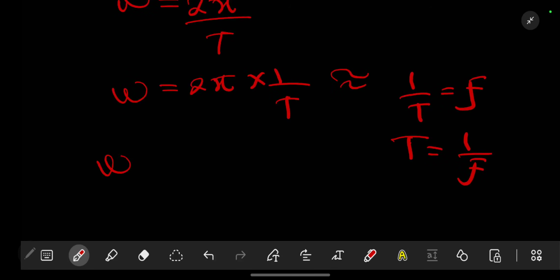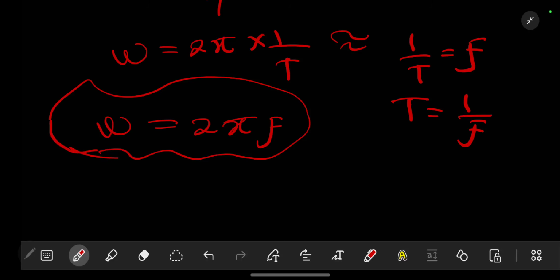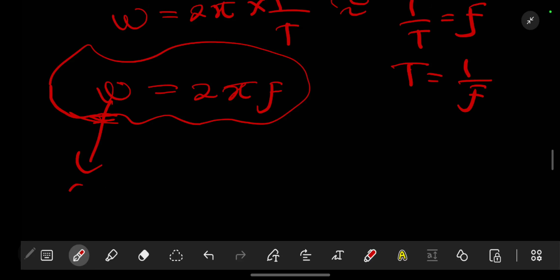So this makes your angular velocity equal to 2 pi times the frequency. 1 over this is the frequency. So this is another formula like that. Now with this said, we are going to be using all these formulas. So this is how you find the angular velocity. So this is another formula for angular velocity.